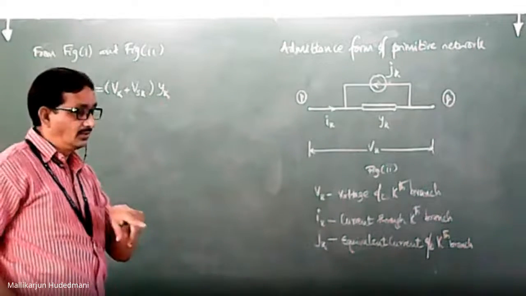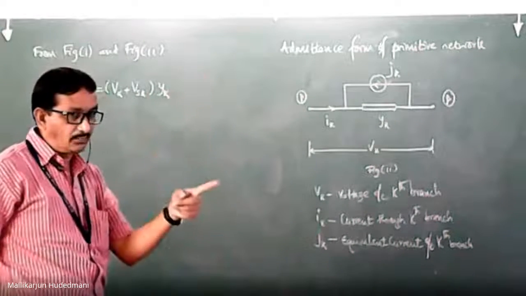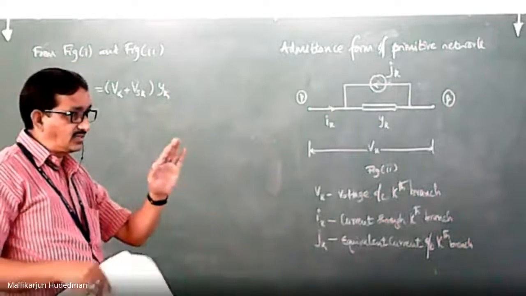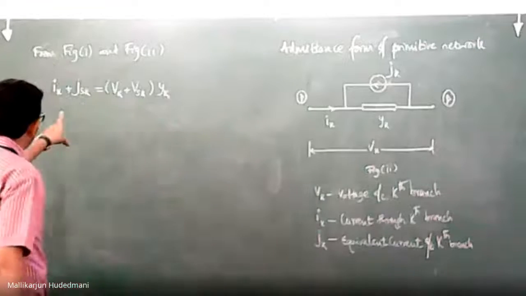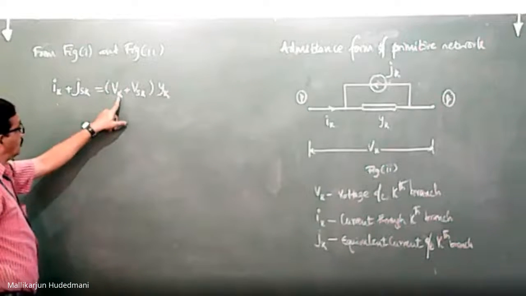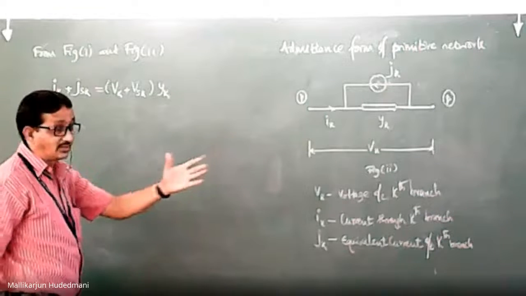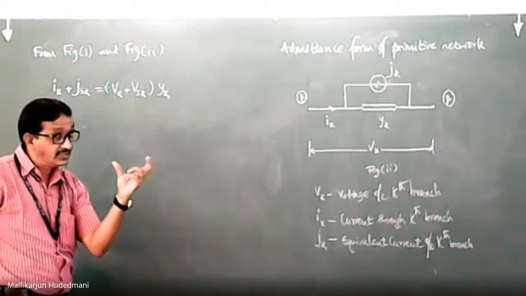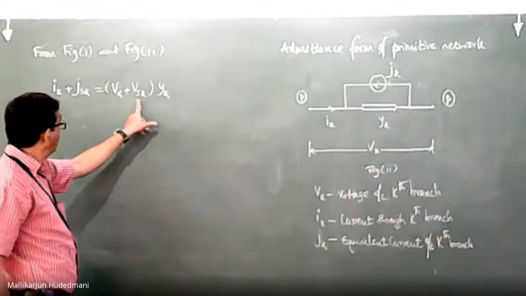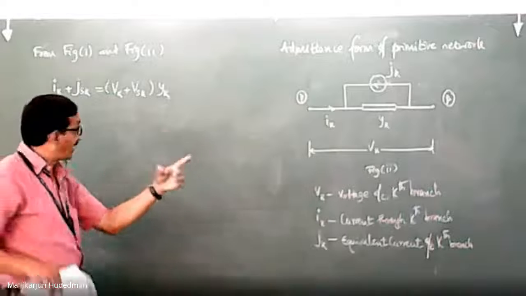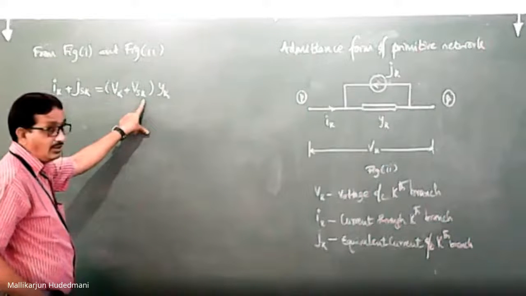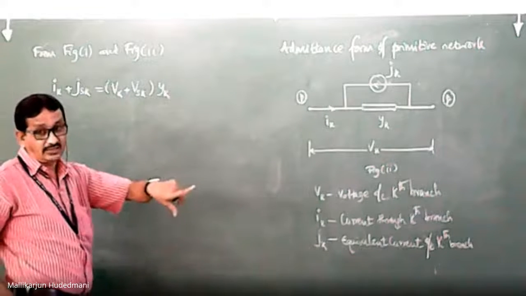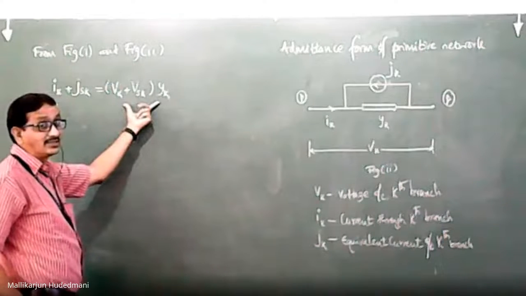In the first figure, we had a JSK current entering P, and IK entering P. IK plus JSK is the net current entering the path. That is equal to the current going along the path, which is the voltage across the branch, VK. The independent voltage source in the series path was VSK. Then the net voltage across PQ stands as VK plus VSK, into the admittance of the path. If I take the product, this represents current.